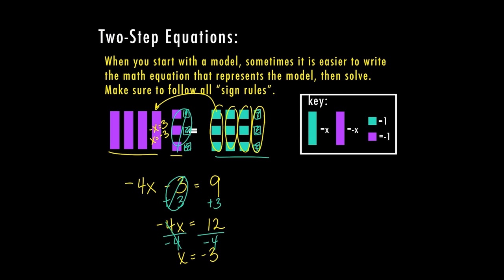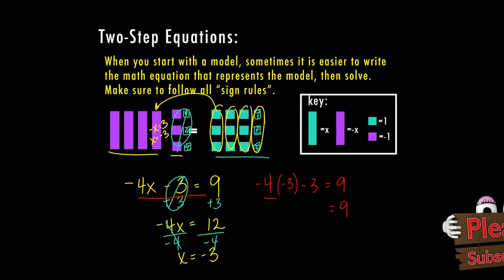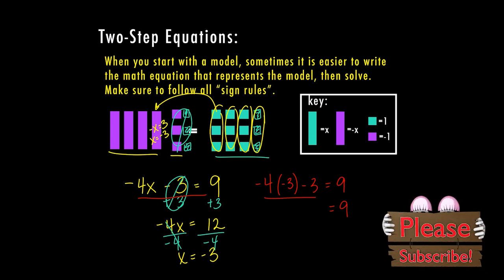Now you can still go back and plug this in to your original problem to check your answer. And we did go over this in another video. But if I'm not sure if I'm correct or not, I can go with my original problem, negative 4, and instead of an x, I'm going to plug in negative 3, minus 3 equals 9. So the right side's already solved. All I'm doing is determining if this information also equals 9.